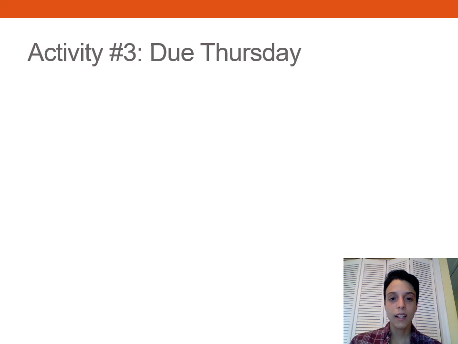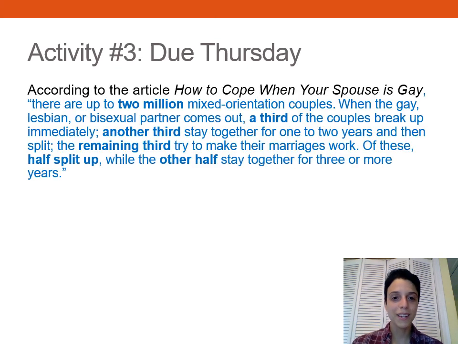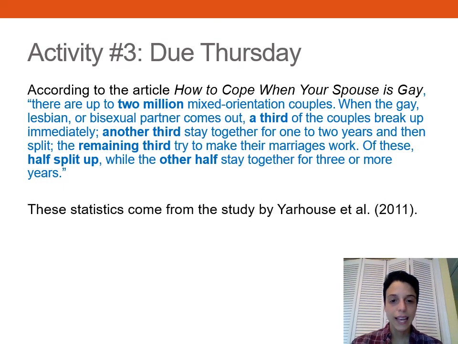Today's activity is going to focus on an article that I came across at one point that I thought had a truly bad reporting of statistics. And this article is How to Cope When Your Spouse is Gay, in which they say there are 2 million mixed orientation couples, and then give a whole bunch of other statistics about what happens to those couples. And these statistics were drawn from the study by Yarhouse et al. 2011 that was also assigned along with this article.